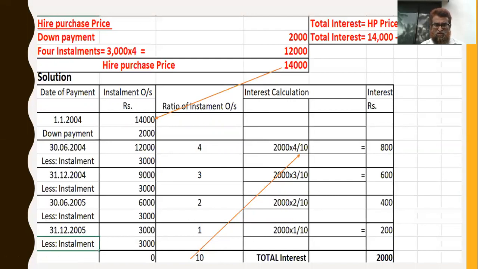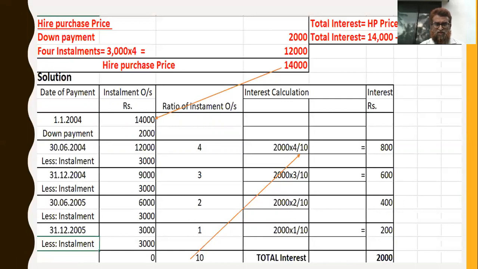The 4 installments, we have to divide in the ratio 4:3:2:1. When divided like this, as the calculation shows, we get 800 for the first installment, for the second installment 600, for the third installment 400, for the fourth installment 200, and finally the total amount will tally with the rupees 2,000 we have already calculated. So this is the procedure.